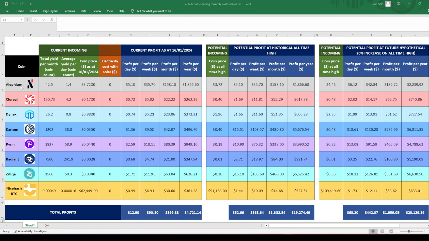On the left here, we have the coins we are mining, which we mentioned previously, and our yields right next to them. To the right of that, we've broken down the average yield per day and also included the coin price as of recording. Our next column over is our electricity cost, which works out to zero.